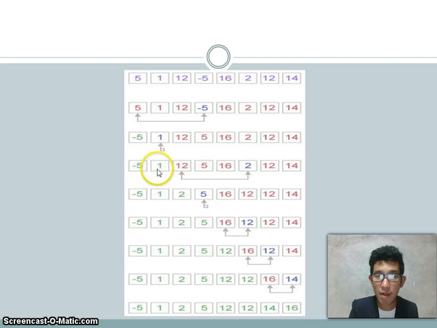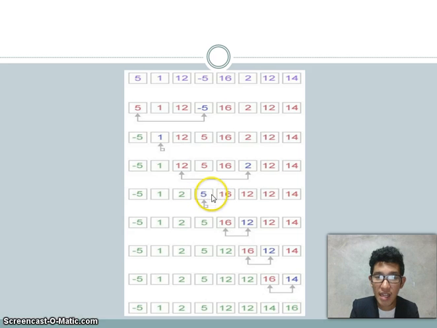So, negative 5 and 1 is sorted. This number is not sorted. So, ano yung susunod sa 1? Yung 2. So, magkakapalit yung 2 at saka 12. Ang mangyayari, ang 2 ang mapupunta sa left side at yung 12 mapupunta sa right side. Negative 5 and 1, sorted. 1 and 2 is sorted. Kasi ang kasunod ng 1 is 2, so sorted na siya. Kasunod ng 2 is 5, so sorted na rin yan.